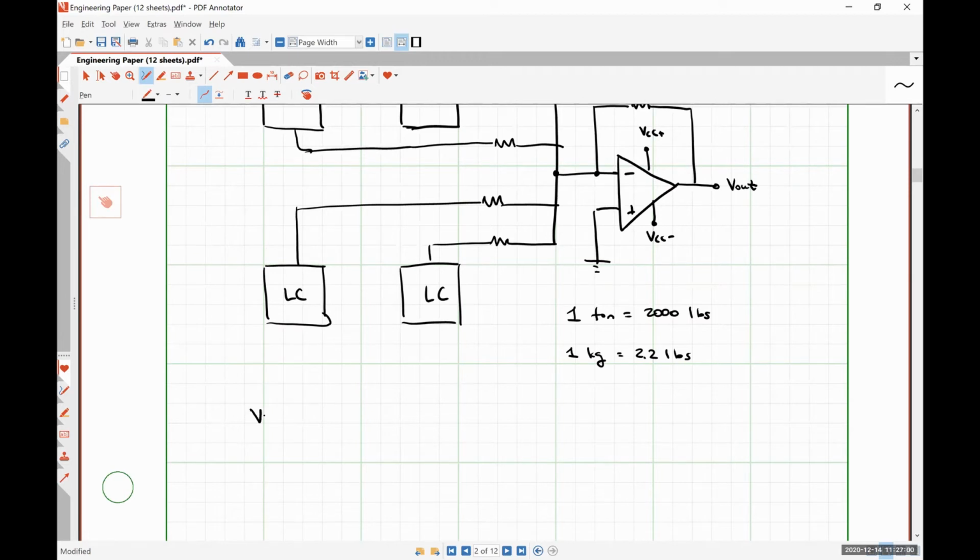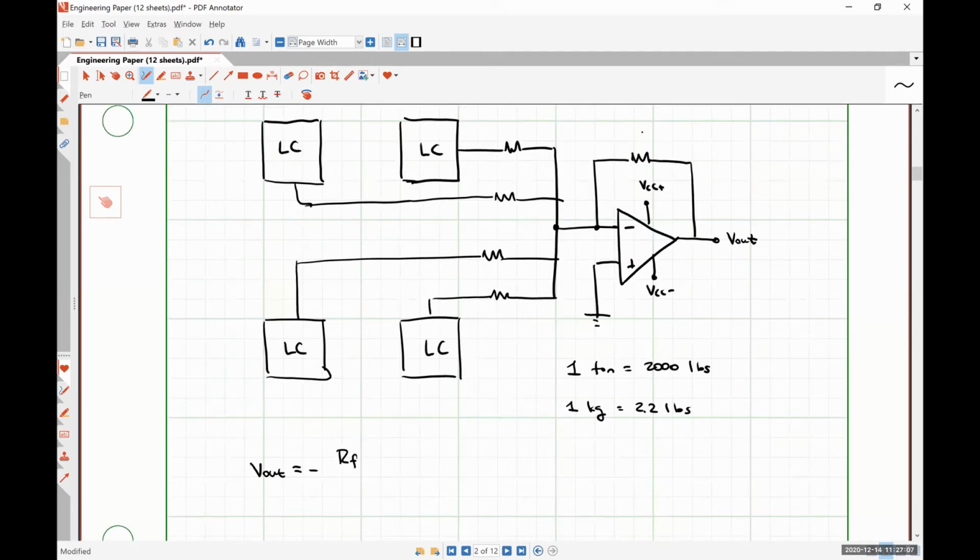We know that the output of our system, Vout, is going to be negative RF over R times the voltage generated by load cell one plus the voltage generated by load cell two plus the voltage generated by load cell three, plus the voltage generated by load cell four, right? What resistor values do we need to use to make the output of this voltage be the weight of the car in imperial tons? It's also going to have a negative sign that we could get rid of later. We have all the information we need. Tell me what to do.